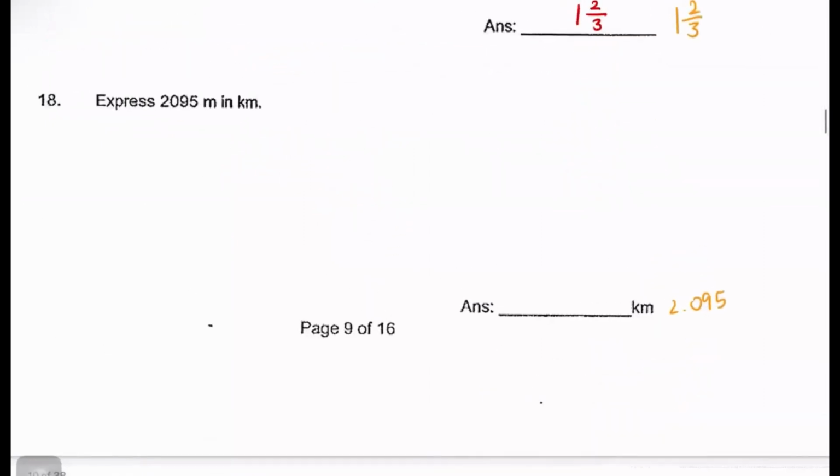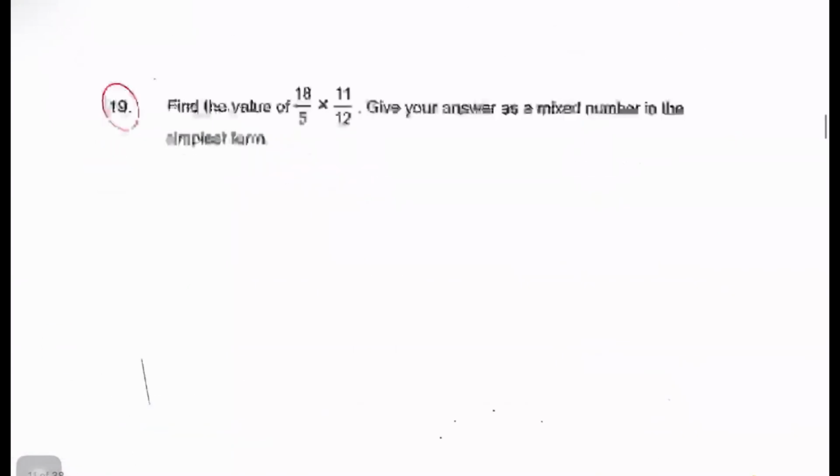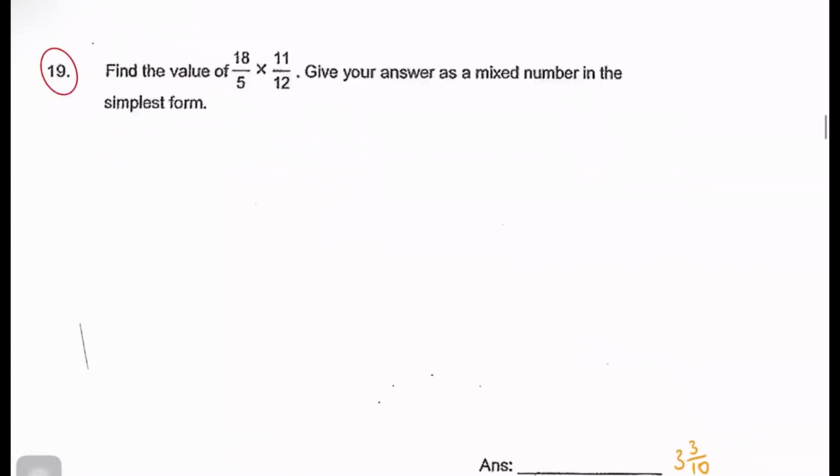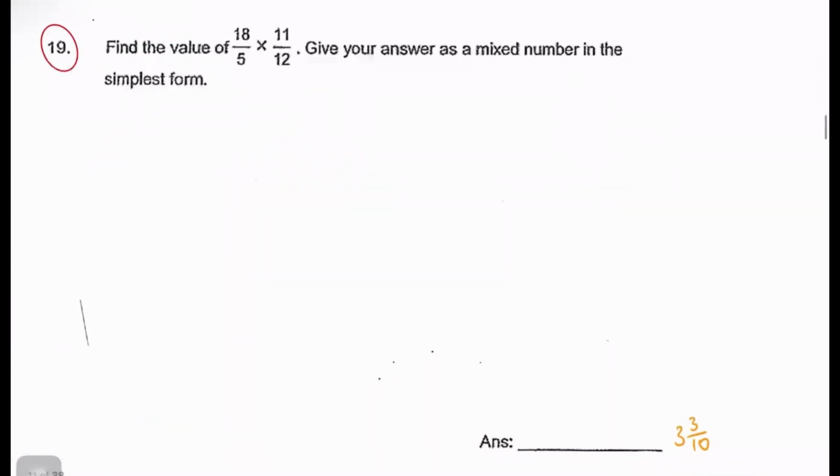Okay, question 18, I think all got correct. Well done. Move on. Question 19. Correct. Okay, next, question 19. Find the value of 18 over 5 times 11 over 12. Give your answer as a mixed number in the simplest form.